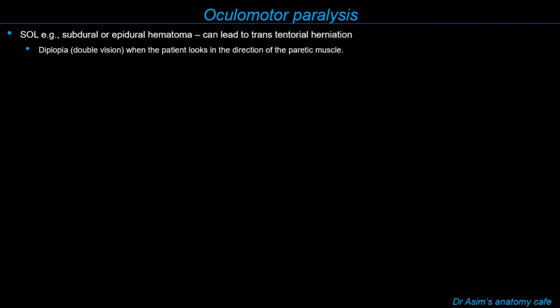Now, such a patient could actually present with diplopia. Diplopia is also known as double vision, and here, since the eyeballs are not going to be aligned anymore because of the paralysis of the third cranial nerve, the extraocular muscles would actually get paralyzed, and therefore the alignment of the eyeballs on both sides is going to be lost, and that would result in diplopia or double vision, especially when the patient looks in the direction of the paretic muscle.